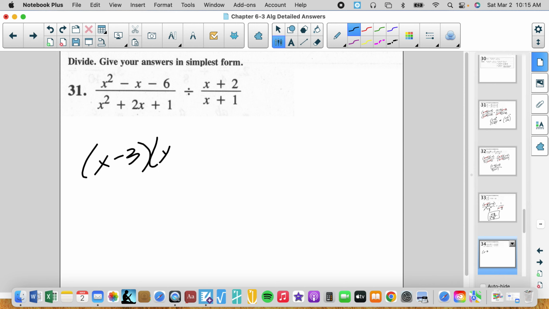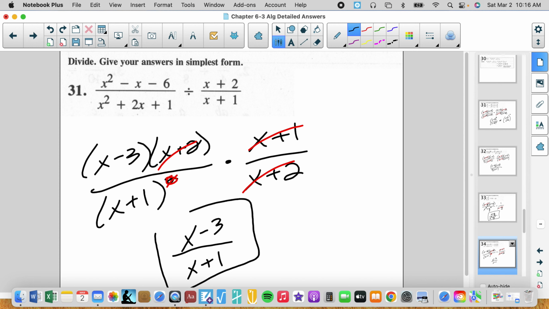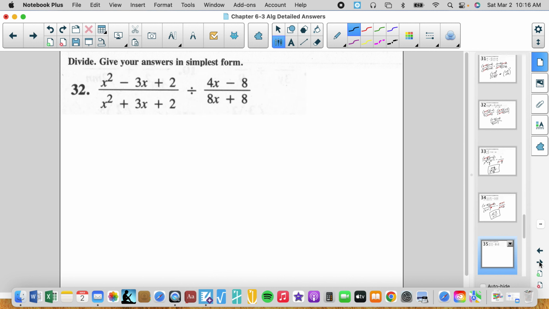Minus 3 plus 2. This is going to be different, or this is a binomial square. Ooh, I'll even write it like that, just so we can see what cancels. So this is going to cancel with one of these. That's going to cancel, and we're left with x minus 3 over x plus 1. Can you do it this fast? Are you this efficient?